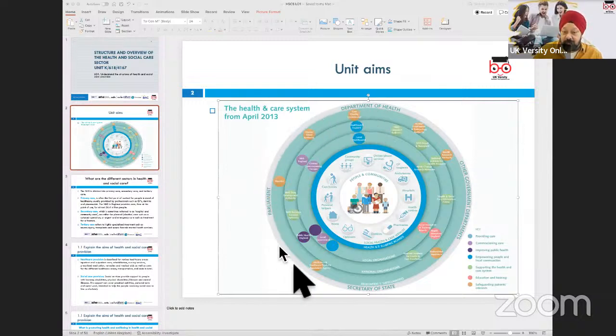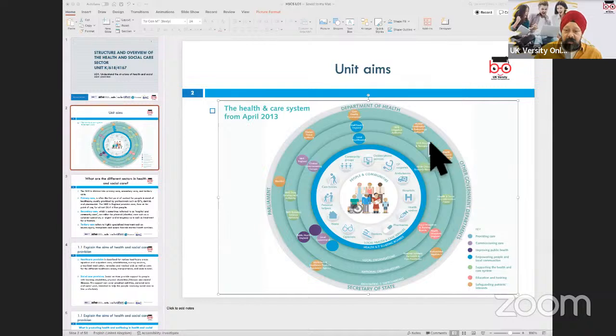And when we look at the outer circle, the Secretary of State is responsible for making sure that all the services related to healthcare, mental health care, or any other clinical services, hospital services, A&E services are delivered. When we look at the Department of Health, he's the Secretary of State, and he's Wes Streeting.